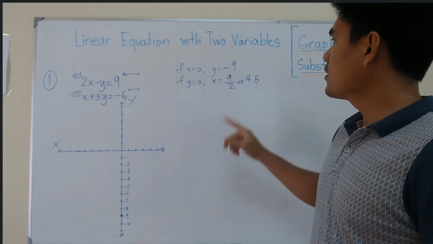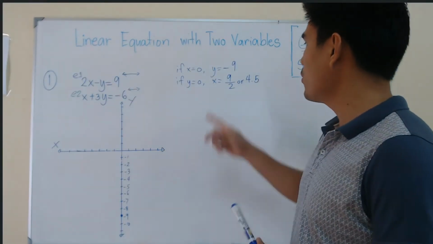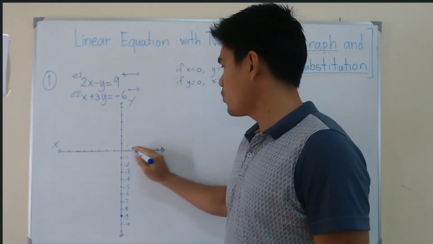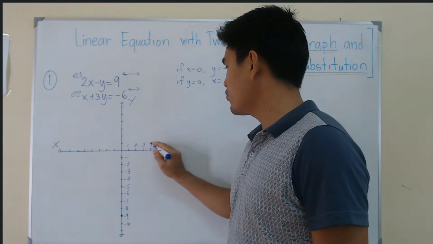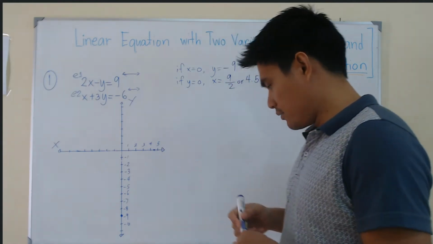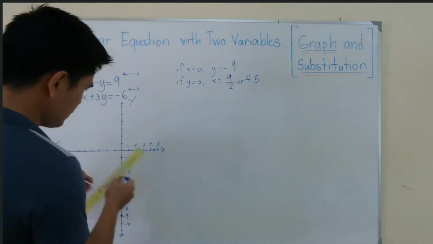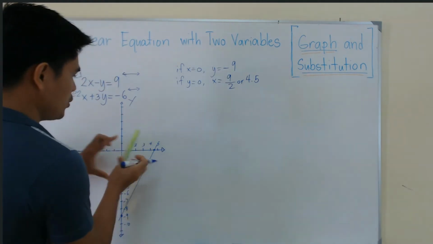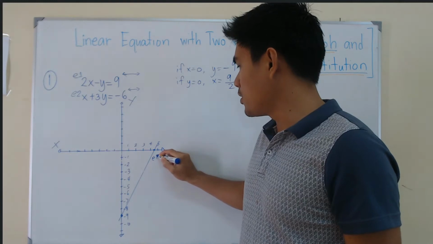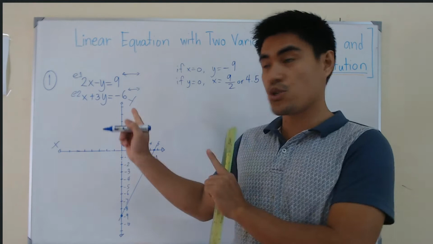And then if y is 0, x is 4.5. So we have here 1, 2, 3, 4, 5. So 4.5 is somewhere here. And after that, we will connect the dots. So this one here is the equation number 1. This is the line. Now, let's go to equation number 2.